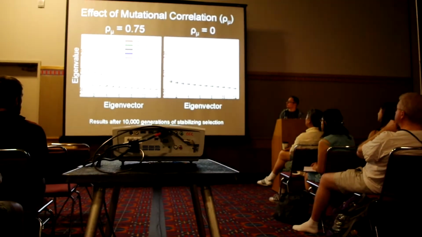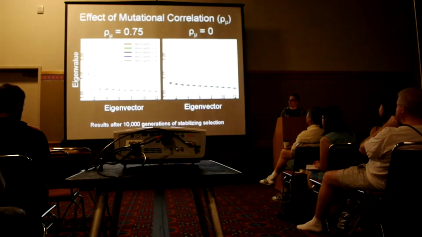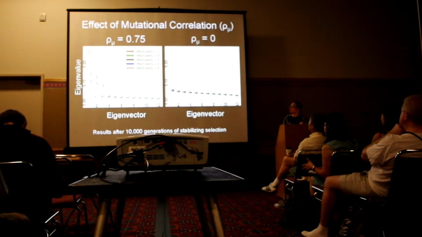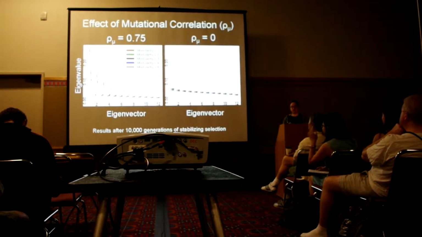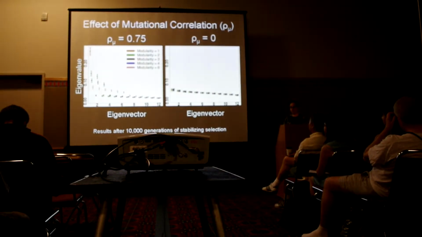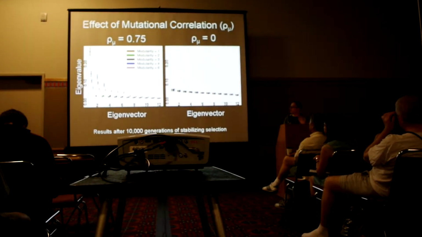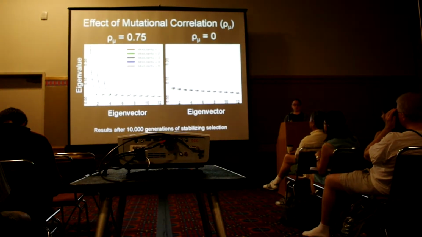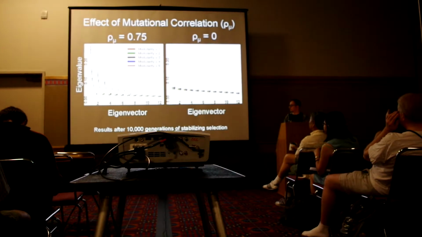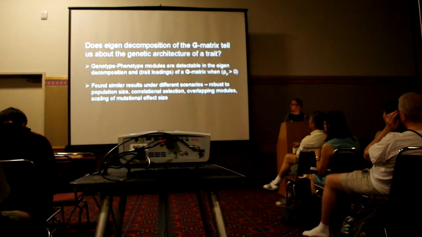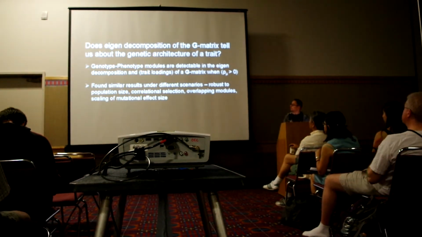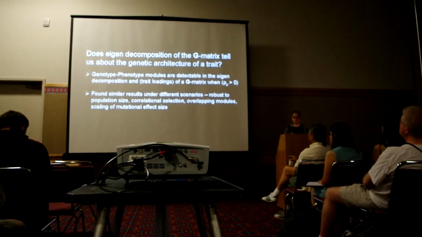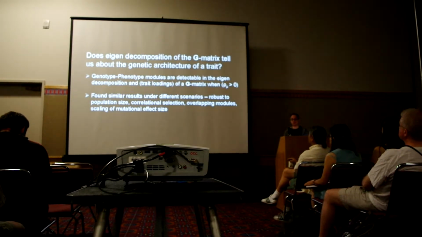And when that occurs, what we can see is that, for example, with modularity 1, all of the traits are in one module, and we have one eigenvalue that stands out above the rest. When we have 2 modules, we have 2 eigenvalues that stand out above the rest, and all the way down to modularity 6. The same is not true when we have no mutational correlation in our simulations. So, what we can say is that the genotype-phenotype modules are detectable in decomposition of the G matrix, but only when there is mutational correlation.